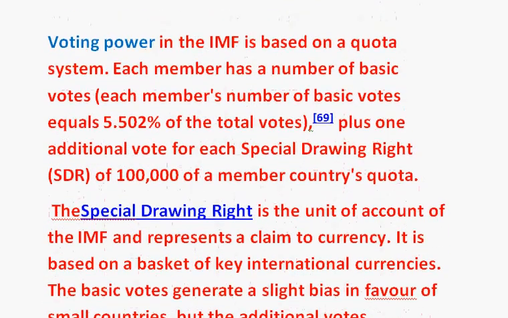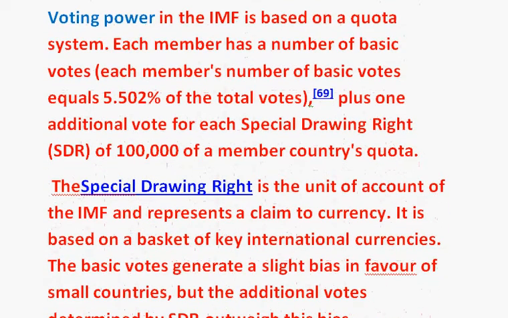Next, this is also a very important point: voting power. What is voting power? Some quota is given to every member. This quota is given on two bases. Some votes are given to each country, like 5.502 of the total votes is given to every country.